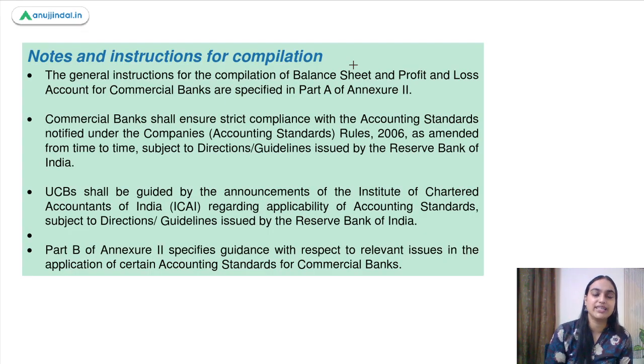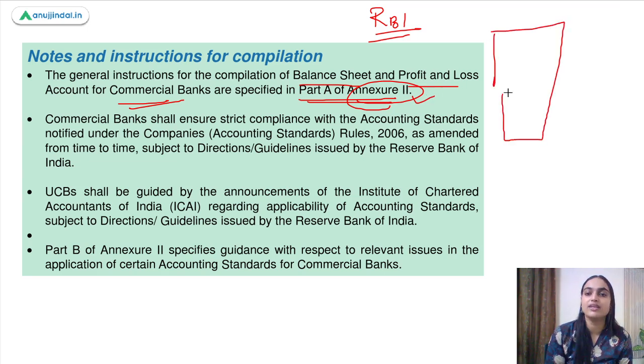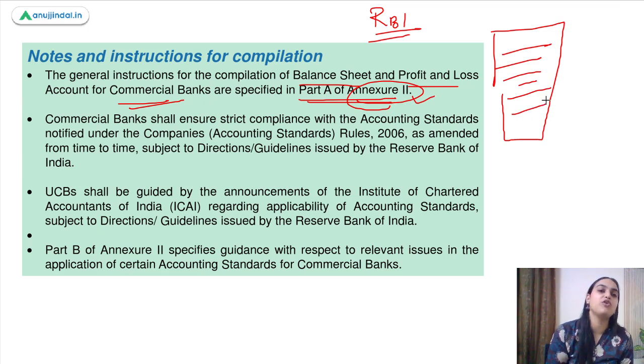Moving ahead to the next section, which relates to notes and instructions for compilation. So the general instructions that relate to compiling the balance sheet and the profit and loss account for the commercial banks are specified in Part A of Annexure 2. So if you open this set of directions from the RBI website, you will have a link to Annexure 2, and when you click that, you will get a different, detailed document of all the general instructions that need to be followed when you are compiling the balance sheet and the profit and loss account.